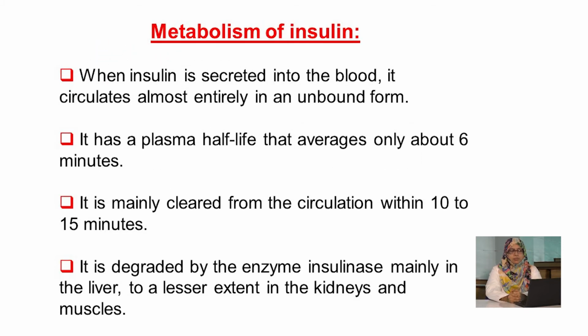Now we will discuss the metabolism of insulin. Insulin is secreted into the blood. It circulates almost entirely in unbound form. It has a half-life of about 6 minutes on average. It is mainly cleared from the circulation within 10 to 15 minutes. It is degraded by the enzyme insulinase mainly in the liver, and to a lesser extent by the kidneys and the muscles.